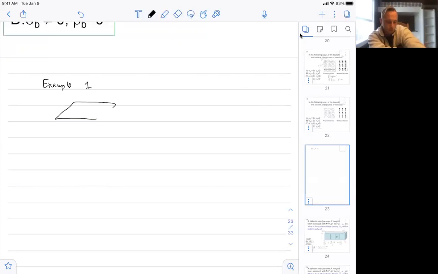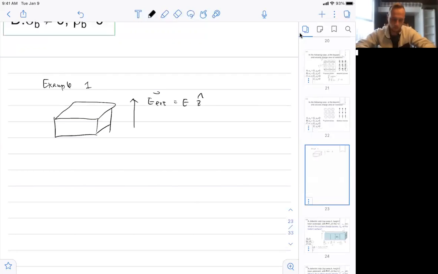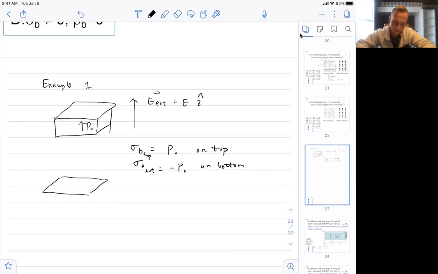So if we simply apply an external field E, pointing in the z direction, E times z hat, and you insert such a dielectric material inside a capacitor, right, in between the parallel plates, you end up with a bound surface charge sigma_b, which is positive P naught on top and negative P naught on the bottom. So you have something like this.